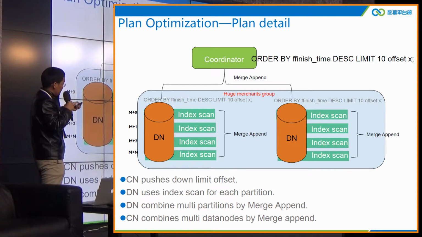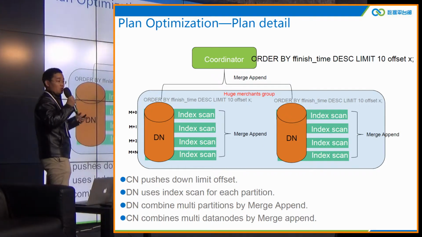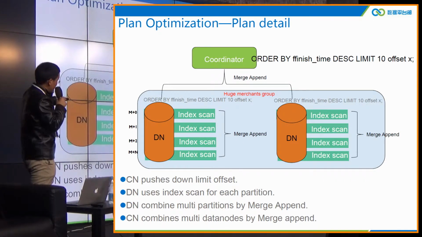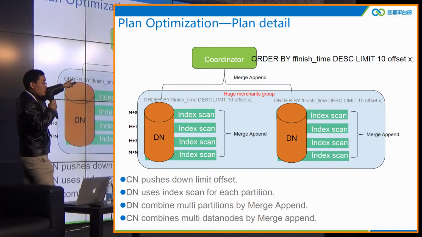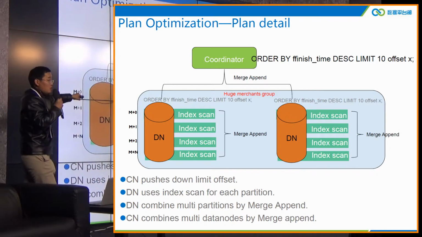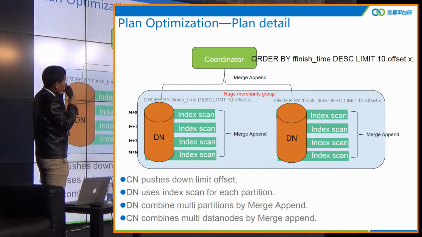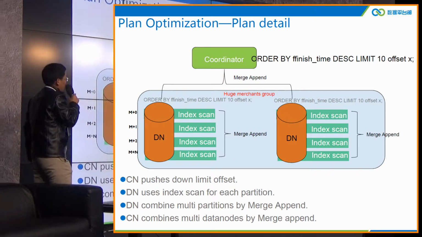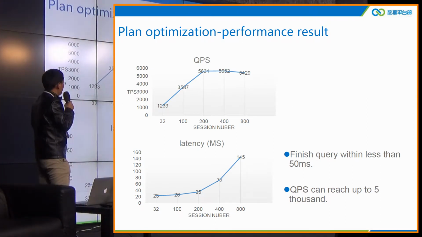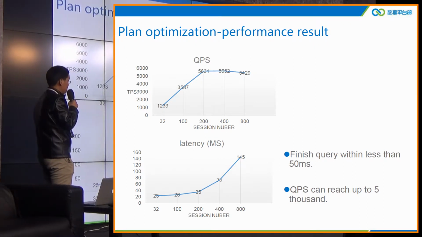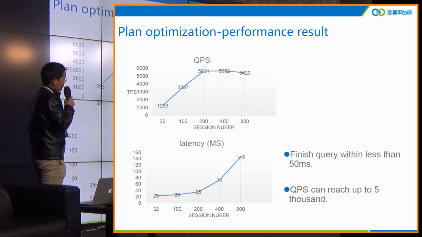And when returning data, we use the merge append operator of PostgreSQL. Merge append will ensure the output of the operator is well sorted. So by doing this, the output of one single data node is well sorted. And inside the coordinator we also use merge append to combine results from all these data nodes involved. By doing this, we can return the result in a very short time. This is the result. We can finish querying in less than 50 microseconds, and at most we can handle QPS of 5,000.